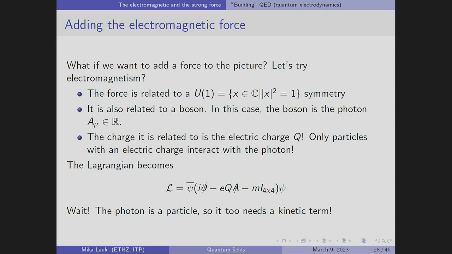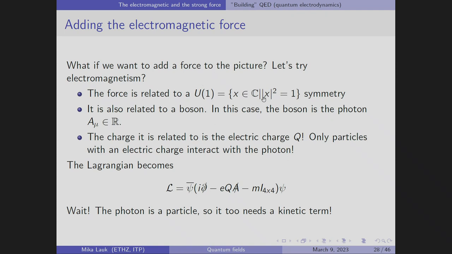Now, what if we add a force to the picture? We want to add electromagnetism. I said earlier that the force is related to a symmetry, or the boson, in this case the photon, is related to a force, a symmetry, and a charge. So by extension, the force is also related to a boson and a symmetry and a charge, right? These are all different words for the same thing, sort of.